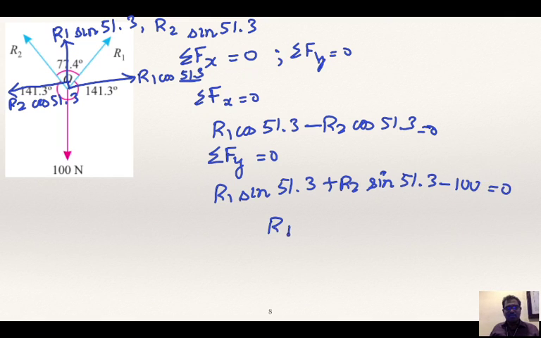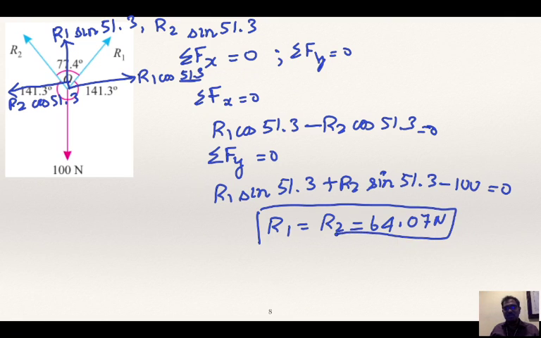Solve it, again you're going to get a value R1 is equal to R2, but you're not going to get it as 64 Newton, but rather you're going to get a value in the calculator as 64.07 Newton. It is not at all an issue. The difference is very minimal, right?